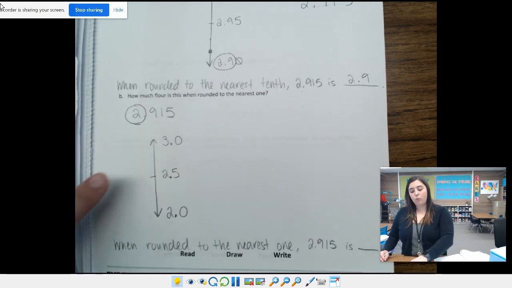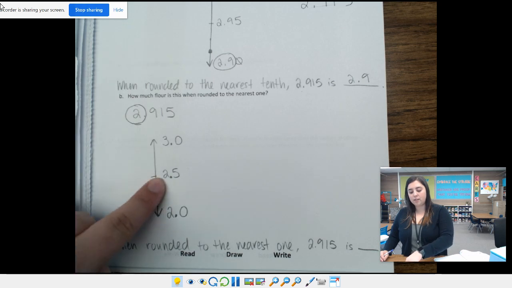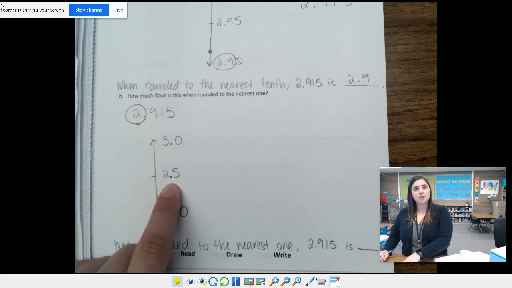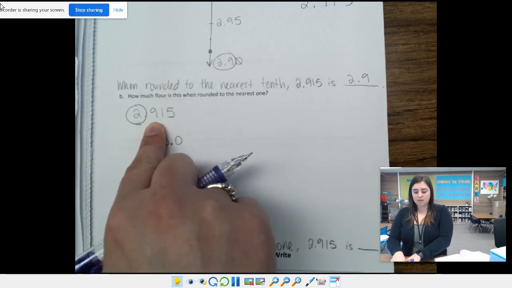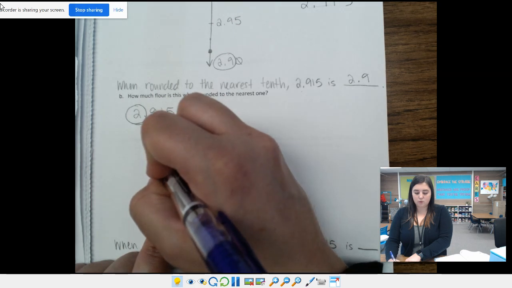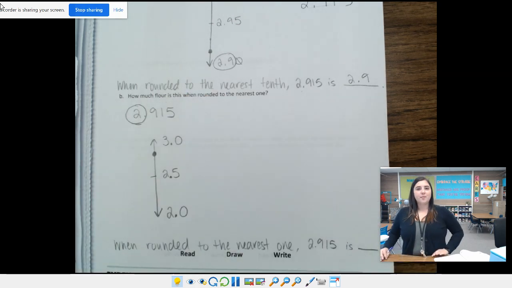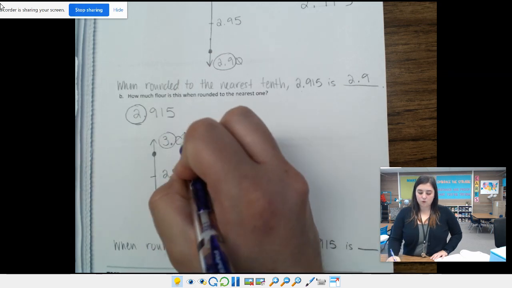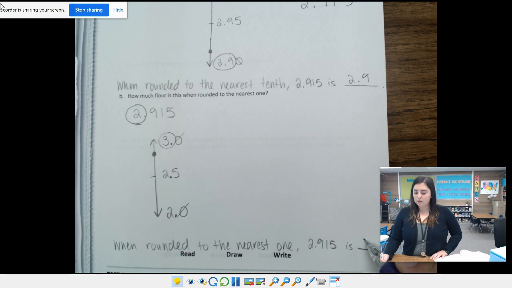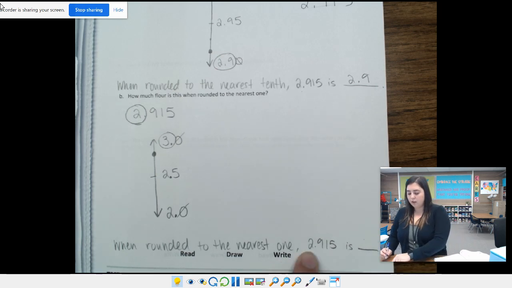So now, where is our number in comparison to 25 tenths? So I have 25 tenths. Our number has 29 tenths. It's going to be more. Do you round up or do you round down? We round up. So round to the nearest 1, 2 and 915 thousandths is 3.